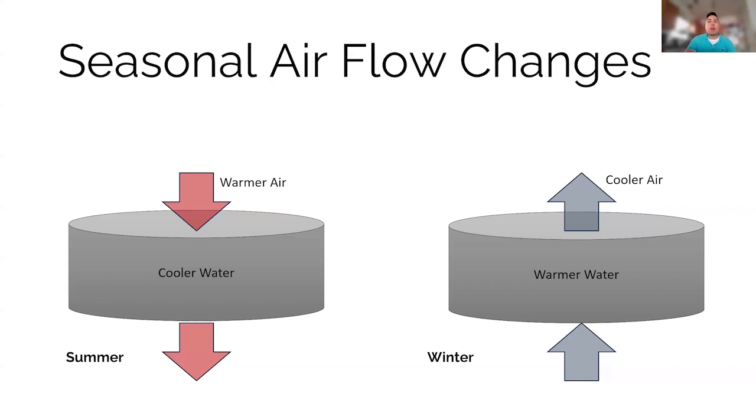Another concept to understand for trickling filters is that warm air and cool air flow differently through a trickling filter. In the summer, the warm air tends to settle and move towards the cool water, so that flow will go down. In the winter, the water is warmer than the air, so that air will move up out towards the cooler air.